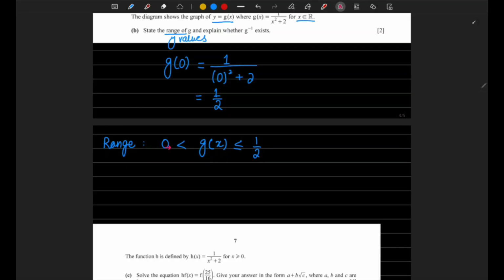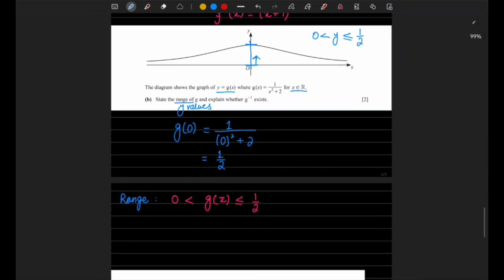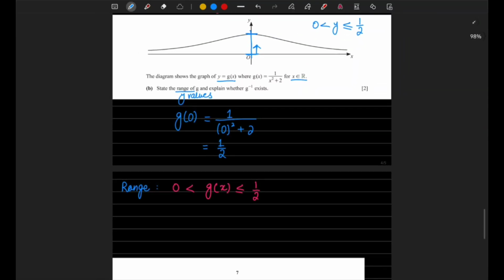Now, secondly, what are they asking for? Explain whether g inverse exists. So how can we find whether a function has an inverse or not? We do the horizontal line test.